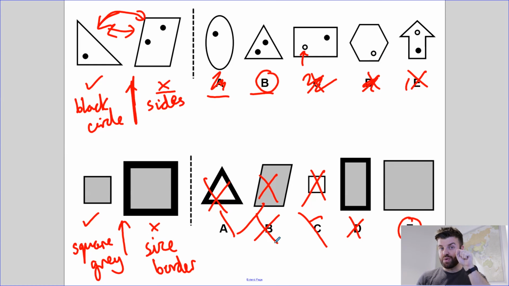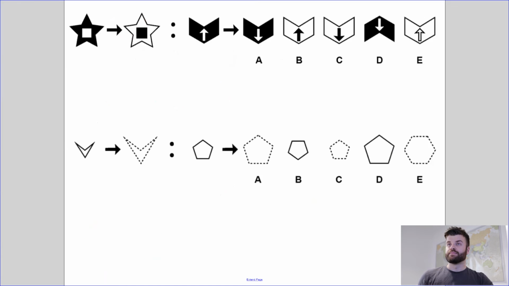Let's move on to our next non-verbal reasoning type. These questions we call transformation, and what we have to do is build up a set of rules about what happens to this shape on the left as it transforms into this shape also given on the left. And once we've built up those set of rules, we need to apply those rules to our given shape here and figure out of the 5 options which one fits best.